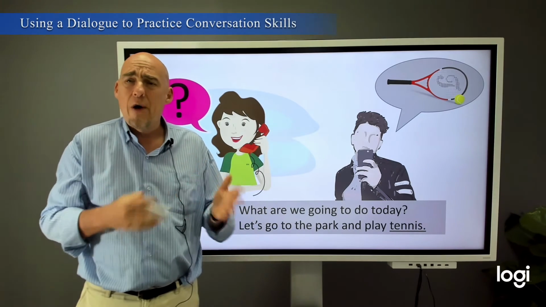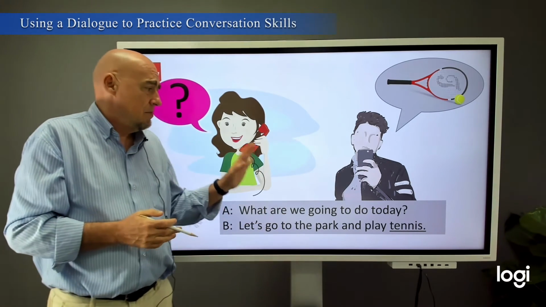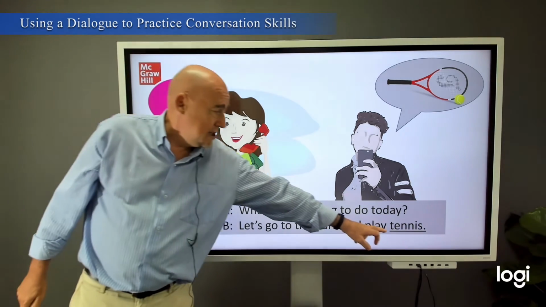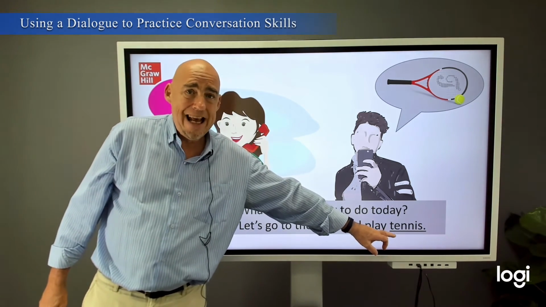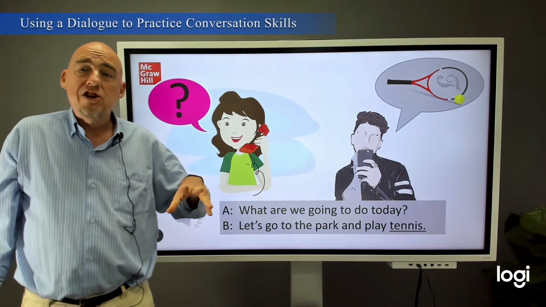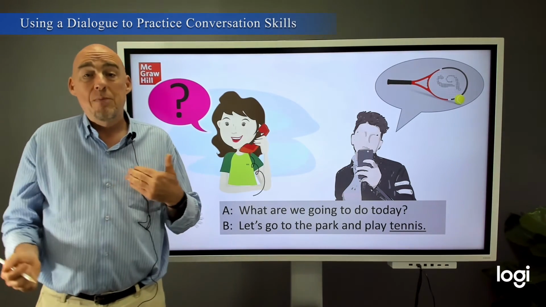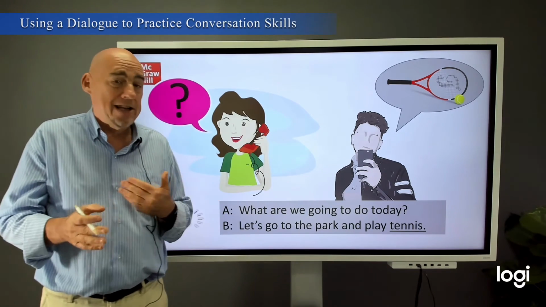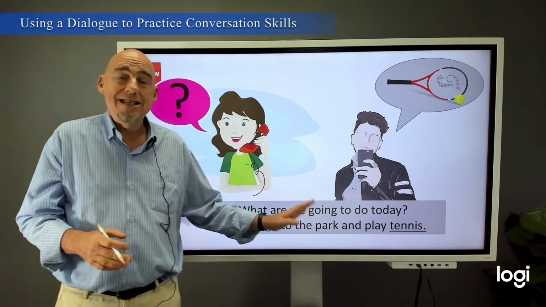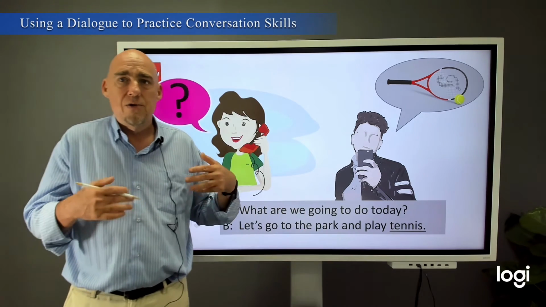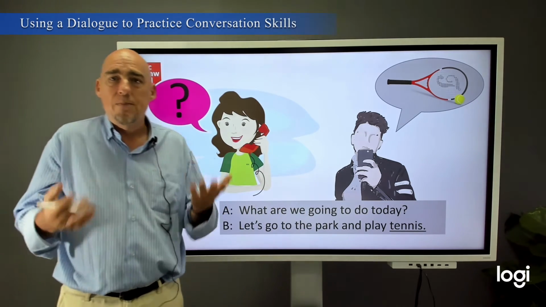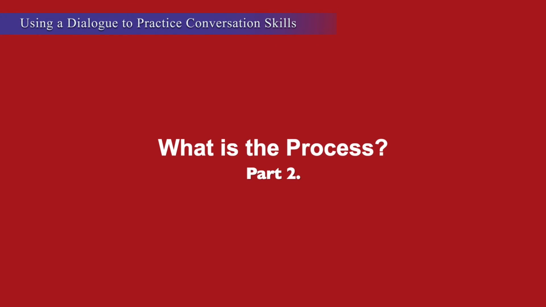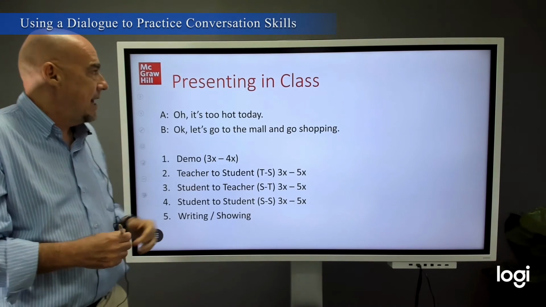however your class functions. So maybe I'll just write it on the whiteboard. Now you may notice that this word here is underlined, tennis. The reason that's underlined is this is a word that can be replaced. So later if I do some kind of vocabulary exercise, I can replace tennis with golf or frisbee or football, whatever I like. Okay, let's look at the next part.